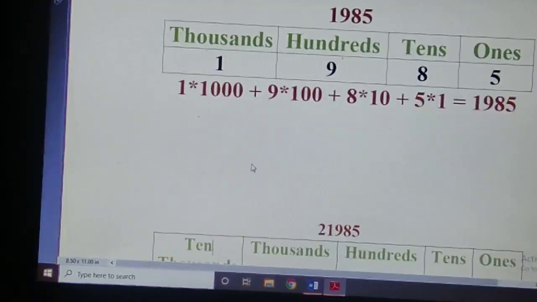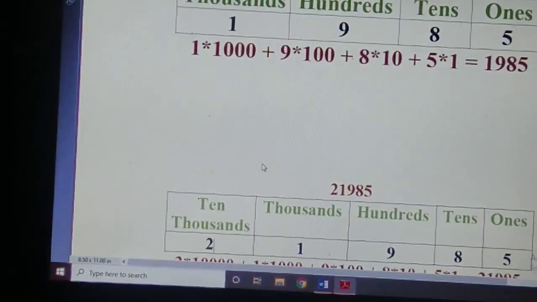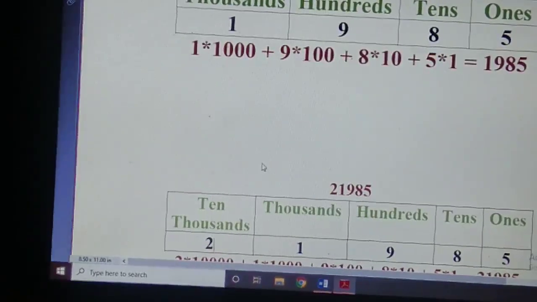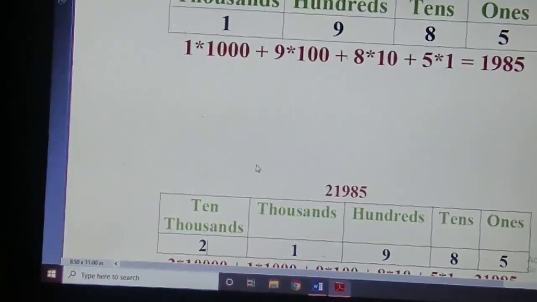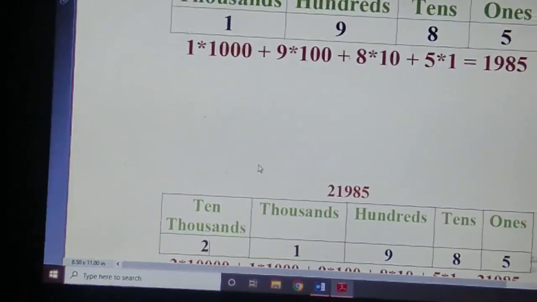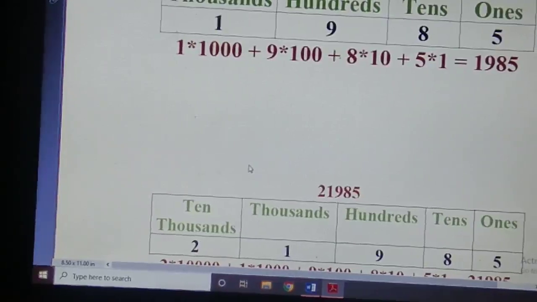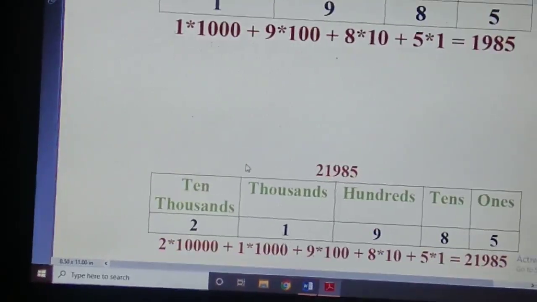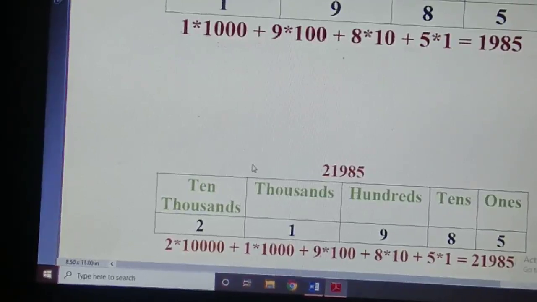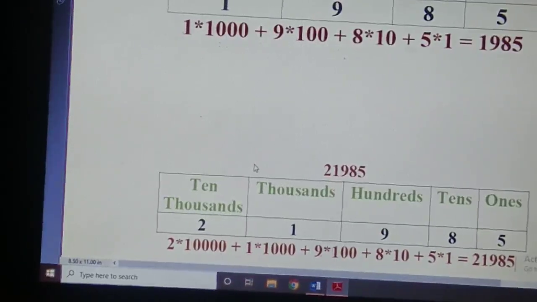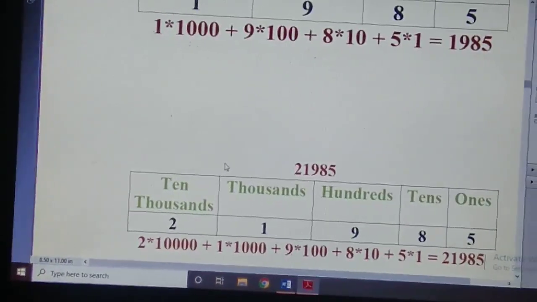Now for 10,000. Here you can see 2 is in the 10,000 place, 1 is in the 1000 place, 9 is in the 100 place, 8 is in the tens place and 5 is in the ones place. So we have to multiply 2 into 10,000, 1 into 1000, 9 into 100, 8 into tens and 5 into ones. It will become 21,985.